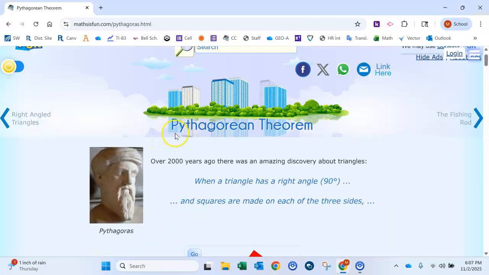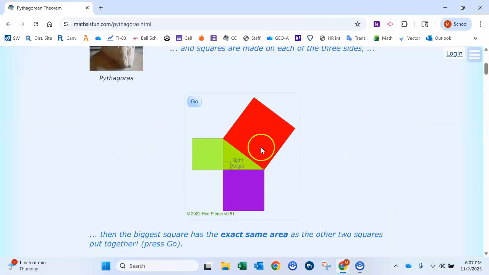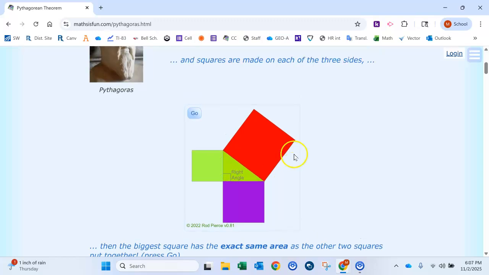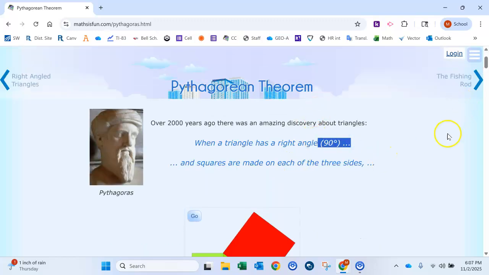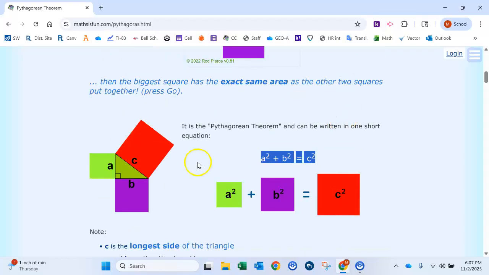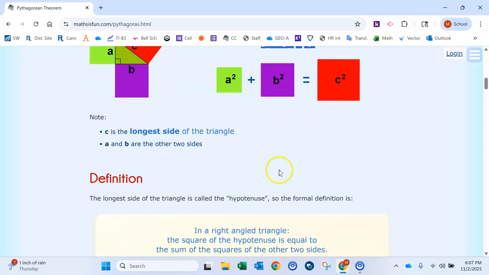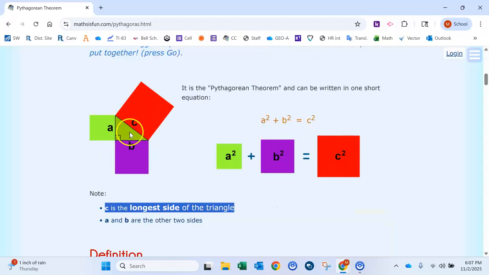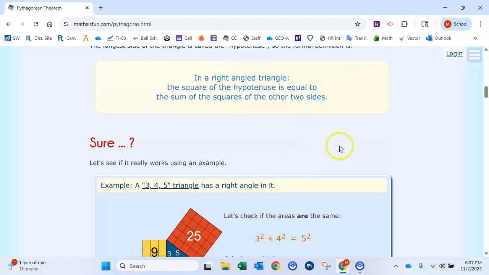Remember, the Pythagorean theorem allows us, if we have a right triangle, it's got to have a right angle of 90 degrees, right? But it allows us to use this formula here to find one of the missing sides if we have two other sides. But we need to have two sides, okay? C is always the longest. It's always the hypotenuse, right, across from the 90-degree angle.